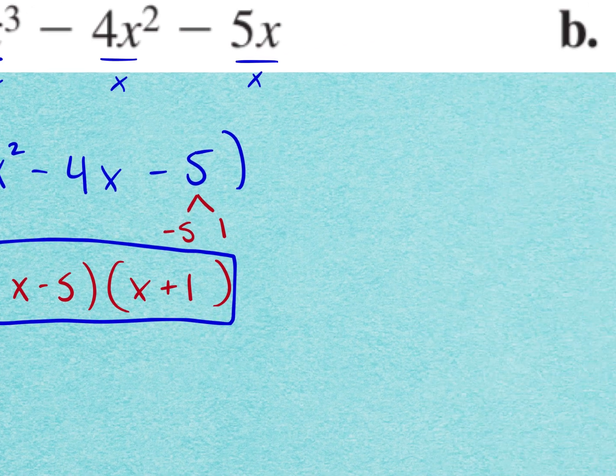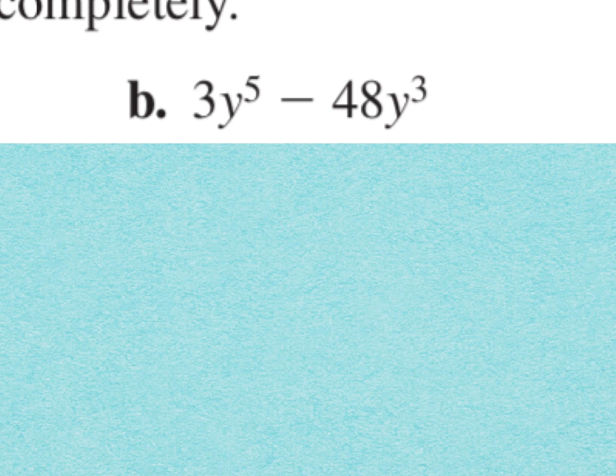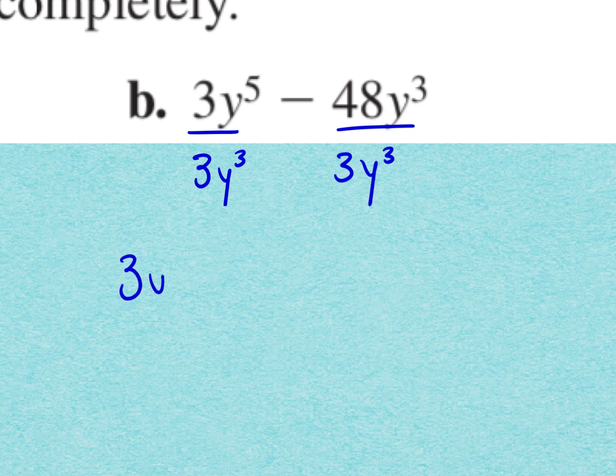So let's look at B. Do I have a GCF here? What's my GCF? 3y to the third power. Both of them have at least 3y's in them that I can take out, and then both 3 and 48 are divisible by 3. So I'm going to take out a 3y cubed. So that's going to go on the outside. What am I left with? Y squared minus 16.